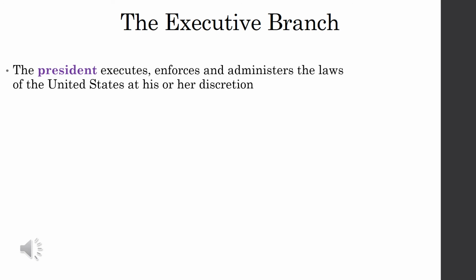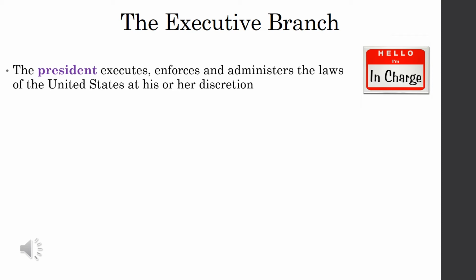You will learn when we look at Congress in detail that Congress is specifically told what it can and cannot do. The same is not entirely true for the president, and because of this, the president and the executive branch is also very powerful. The president executes, enforces, and administers the laws of the United States at his or her discretion. In other words, hello, I'm in charge. It's the President of the United States of America who is in charge of running the federal government.